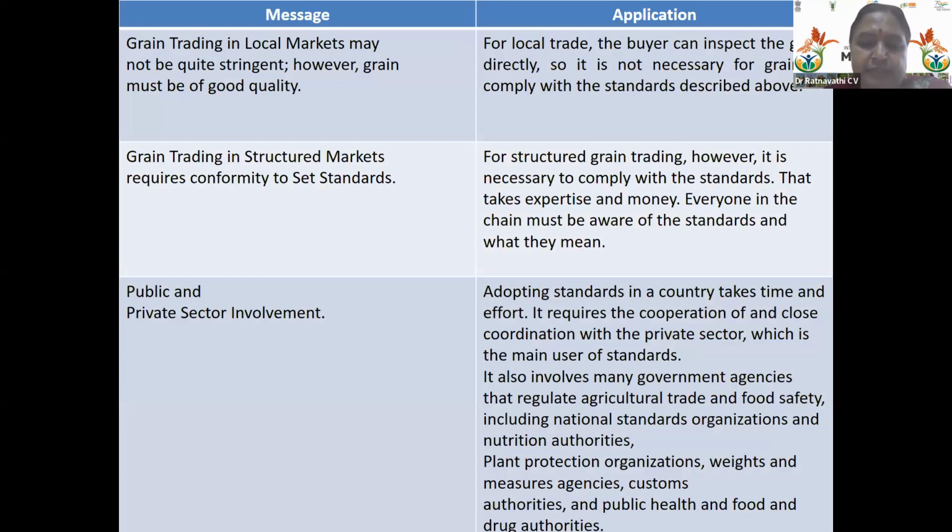The local town markets are agricultural commodity markets. And with public and private sector involvement, adapting standards in a country takes time and effort. But in India, we developed the standards for millets, and the many government agencies that regulate the agricultural trade and food safety, including the national standards organizations, encourage this type of trading and maintaining the quality with minimal contamination, so that we have an authorized quality product in the market from the beginning.